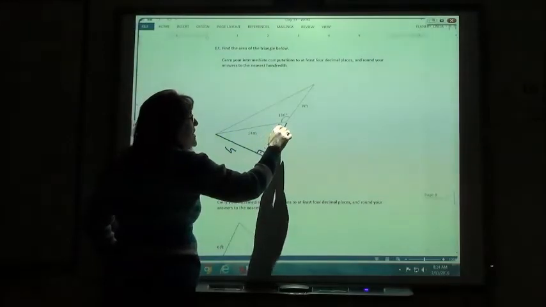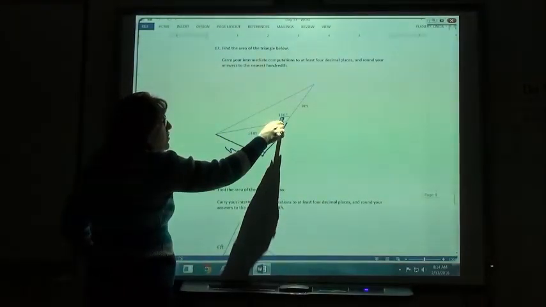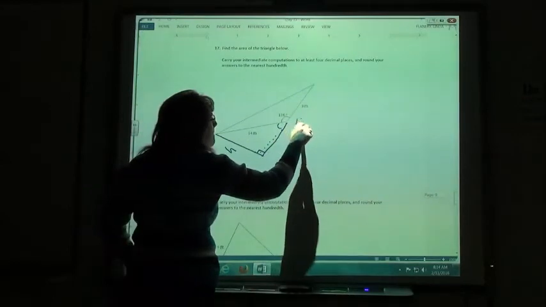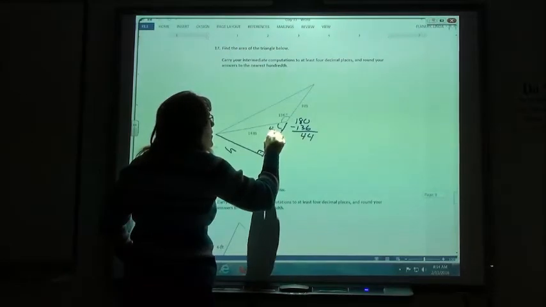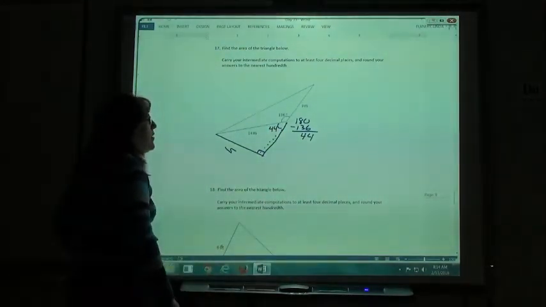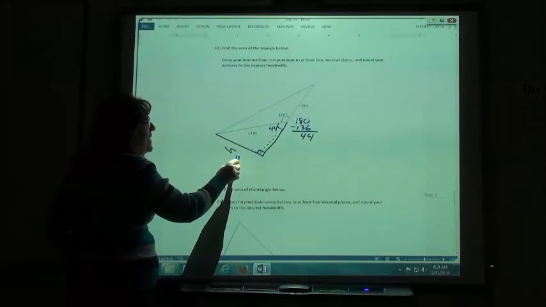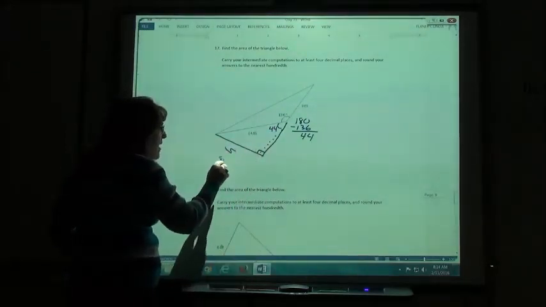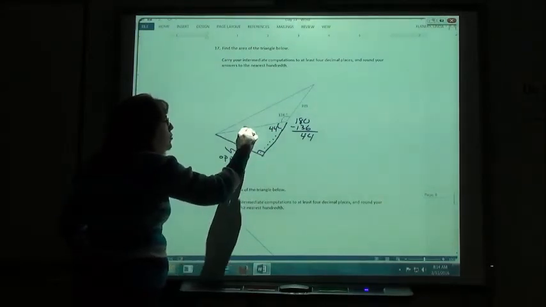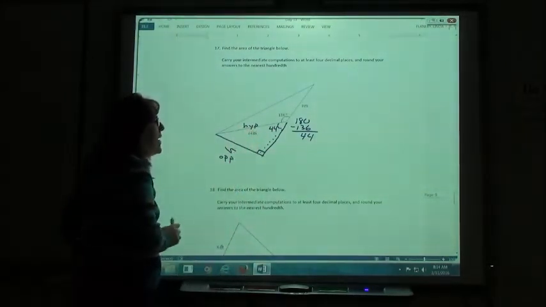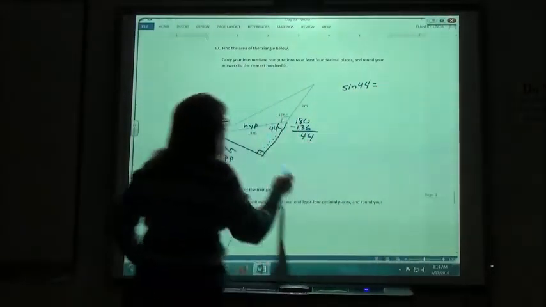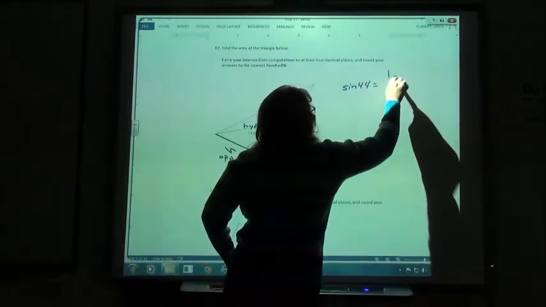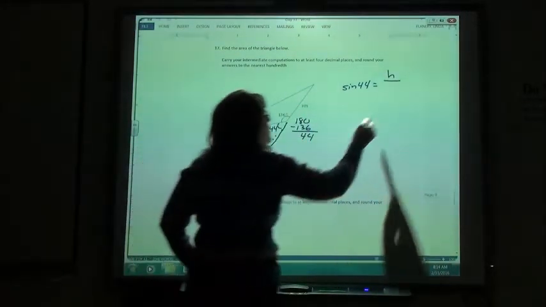I need to know this angle here. This is 136, so if I took 180 minus 136, I would get 44, so that angle there would be 44. So if I'm going to try to find out what my height is, again, I have the opposite side over the hypotenuse, and the hypotenuse is always opposite your right angle. So I'm going to do the sine of 44 equals the opposite side, which is h, over my hypotenuse, which is 14.